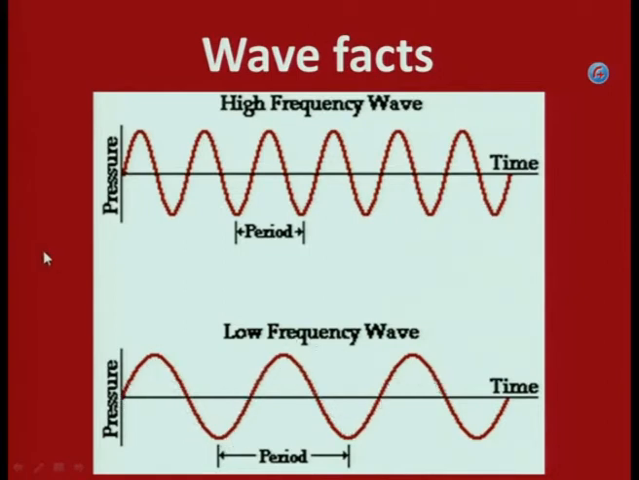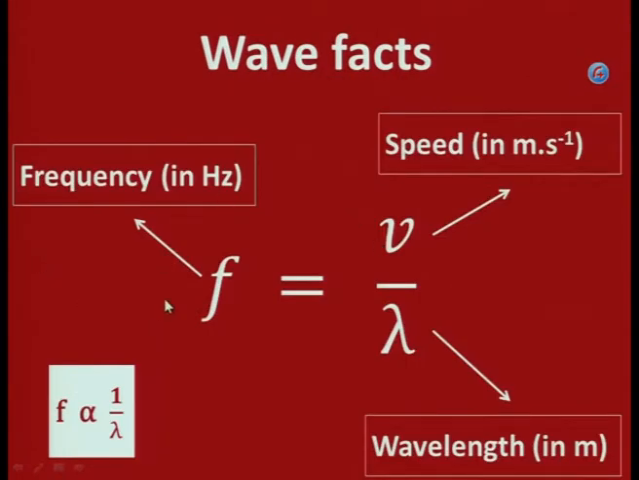Okay, now very important. Do you remember this equation? Frequency is equal to speed divided by wavelength. Now from this equation, I just want you to know that frequency is indirectly proportional to wavelength. That means that if you have a high frequency, you have a small wavelength. And if you have a low frequency, you have a big wavelength. So if the one is small, the other one is big.